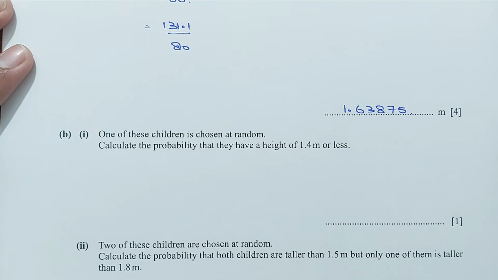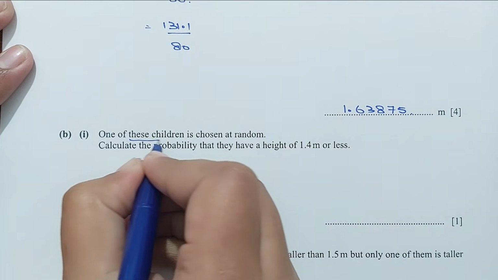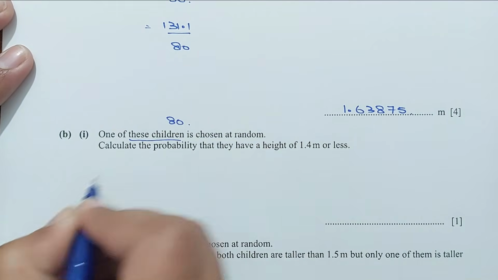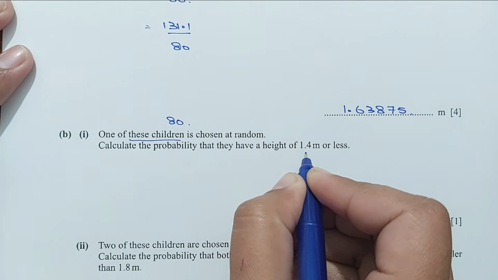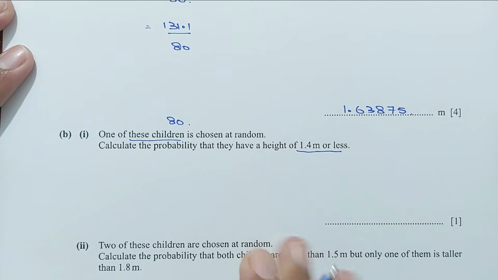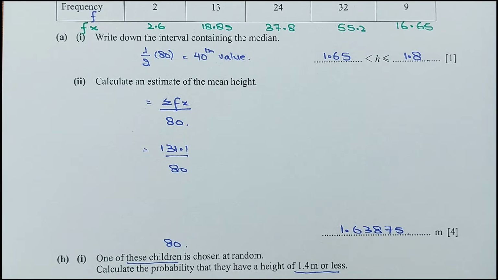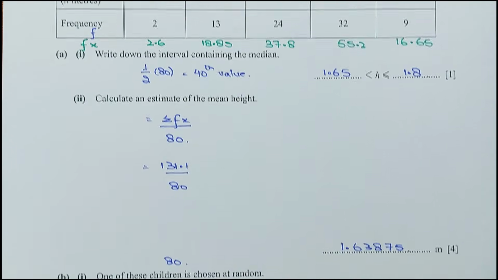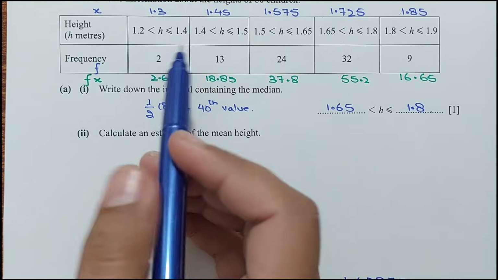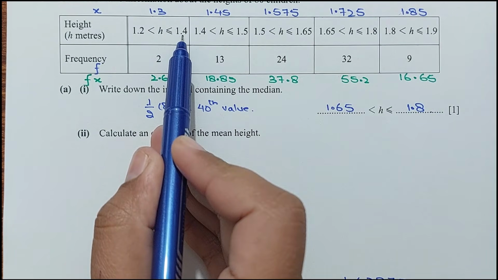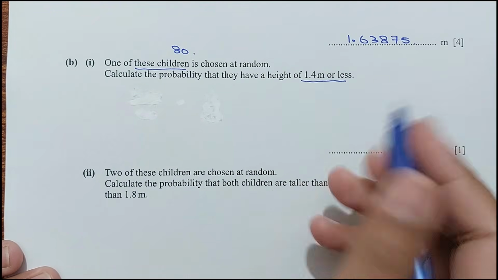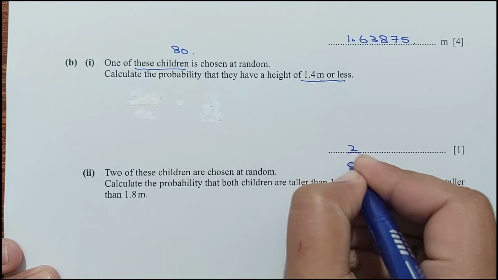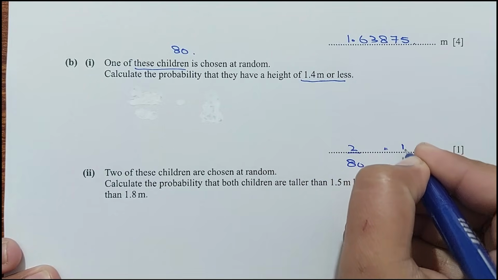One of these children is chosen at random out of 80. Calculate the probability that they have a height of 1.4 meters or less. Okay, so the height which is less than 1.4 meters. 1.4 or less than 1.4 are 2. So they are 2 out of 80. So this is 1 by 40.